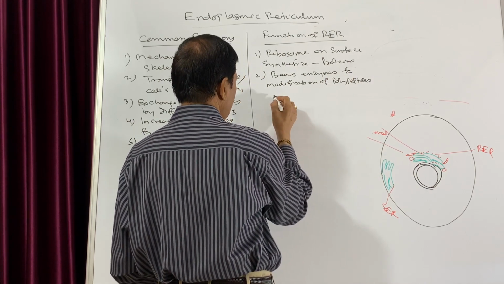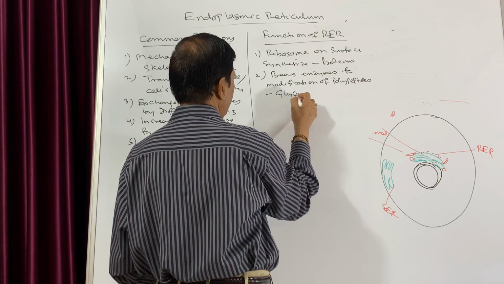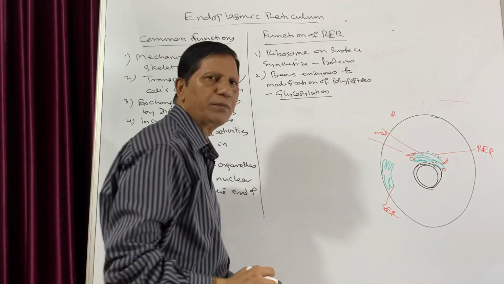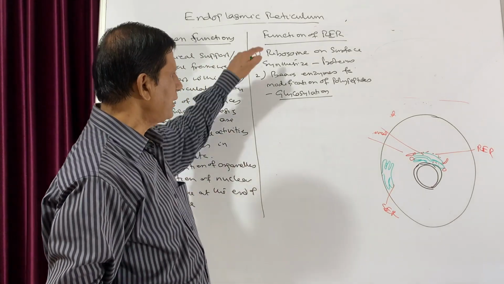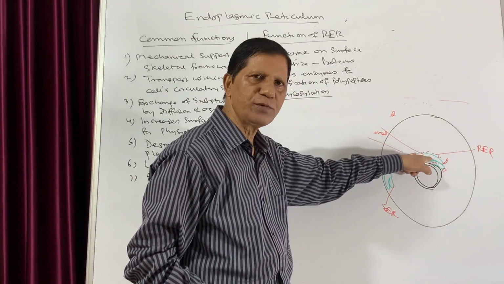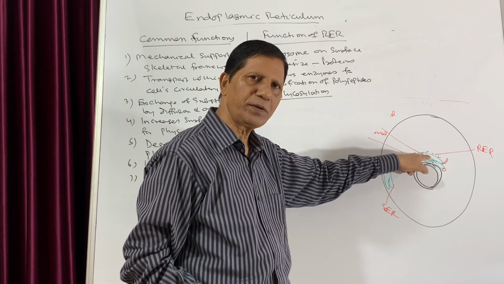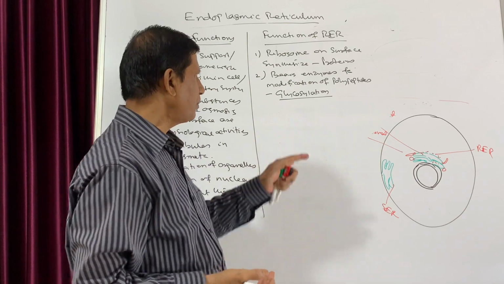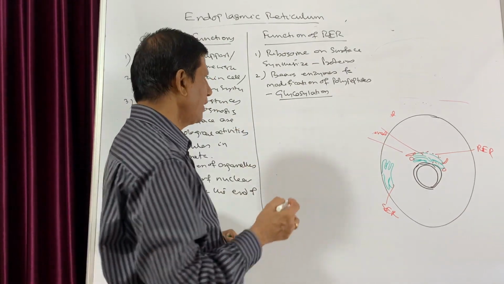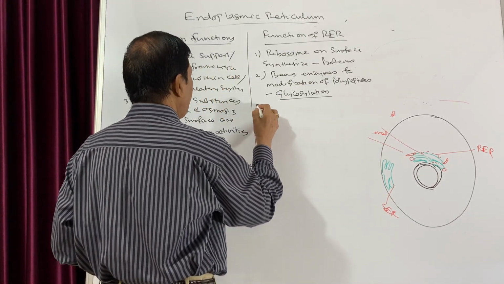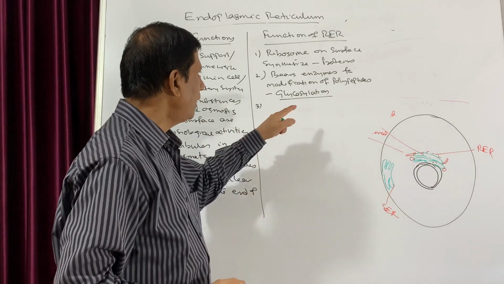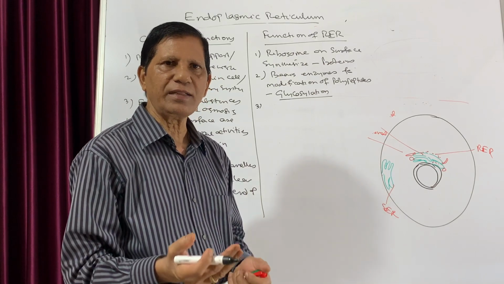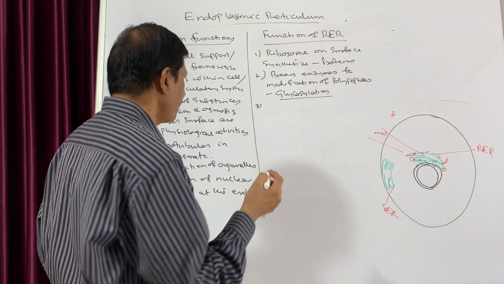And this process is known as glycosylation. This is one of the very important points from examination point of view. That means the proteins which will be synthesized in the ribosomes will enter into the rough endoplasmic reticulum. So that polypeptide will be modified, and that process is known as glycosylation. Then in some proteins, oligosaccharides will be attached, and that is known as glycosidation.